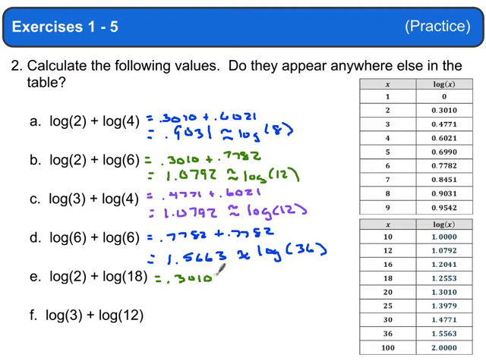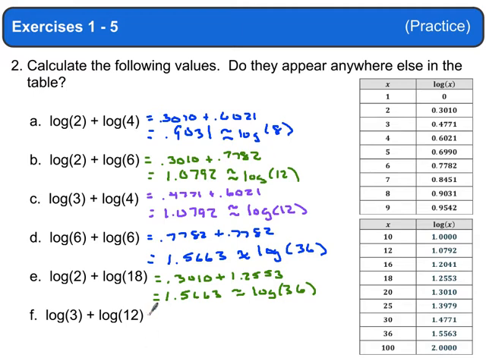If we did letter E, log 2 is 0.3010, and then log 18 is 1.2553. So if we add those up, we're going to get 1.5663, which is again approximately the log of 36. I bet you might see a pattern happening, but let's do one more just to make sure.